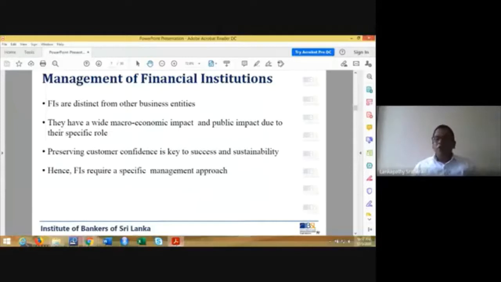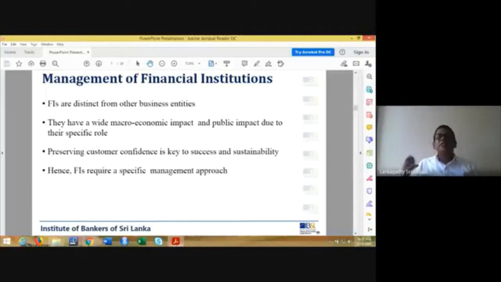What is the main difference between the finance institution and other business entities? Because financial institutions deal with public funds or they are collecting public money. Other business entities run with the owner's capital. But financial institutions are running with the depositors' money. The owner's fund is a small portion of the total liability structure.